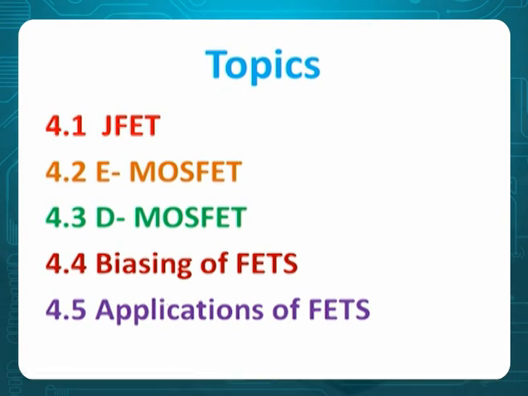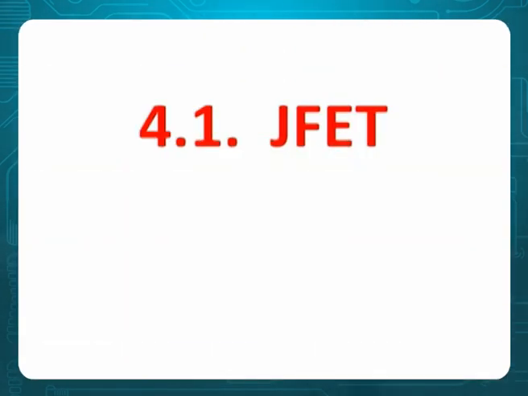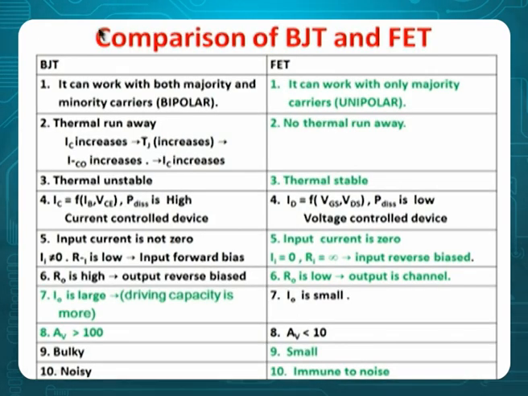Let's see the first topic today. JFET, junction field effect transistor. First we'll see the comparison between BJT and FET. BJT can work with both majority and minority carriers, bipolar. Whereas FET is unipolar, it works only with majority carriers.